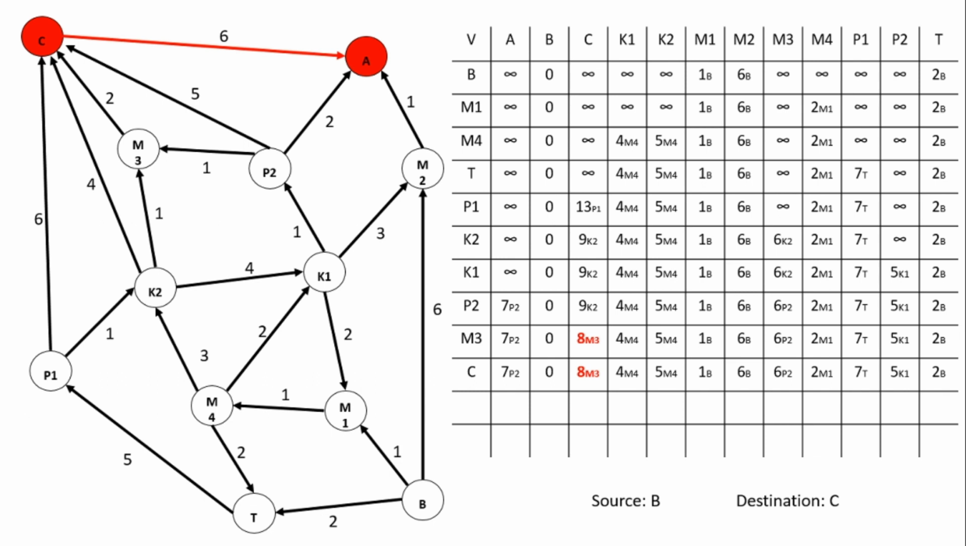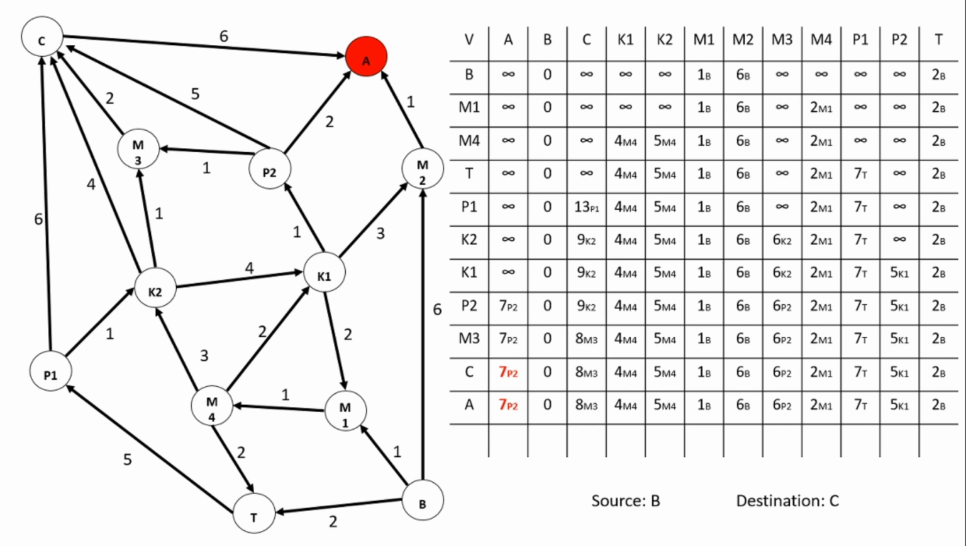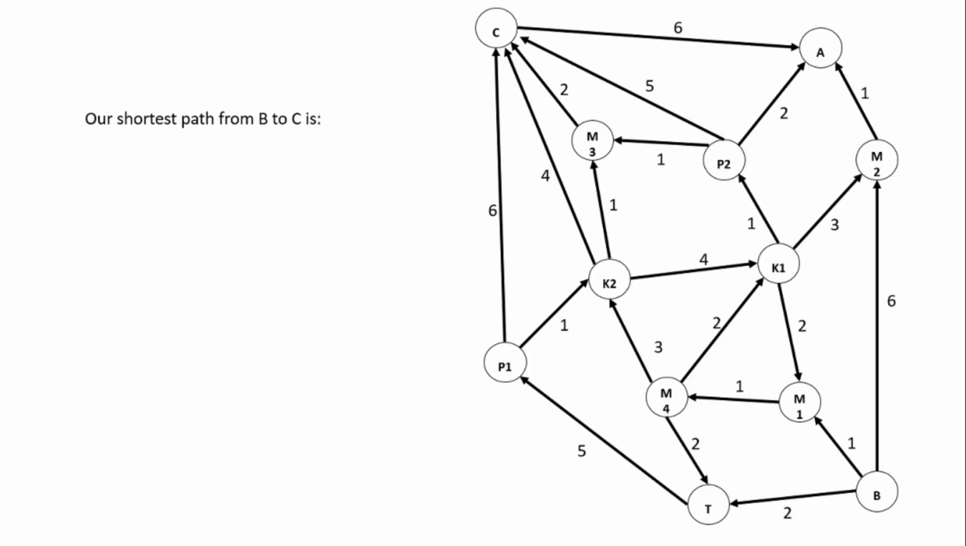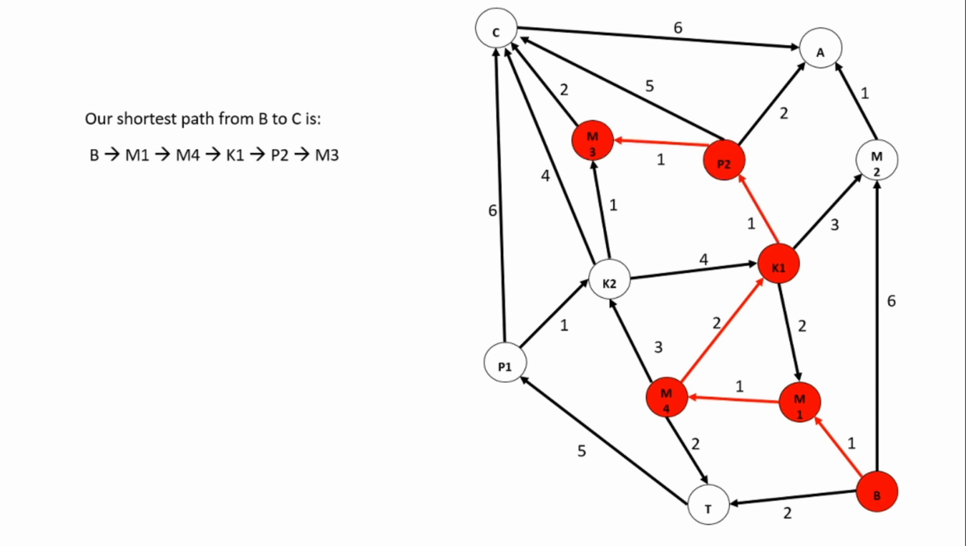Next, take A as the current visited vertex. Since it doesn't have any reachable vertices, just copy the table. Same goes with vertex M2. Our shortest path from B to C is B to M1 to M4 to K1 to P2 to M3 to vertex C with a total distance of 8.